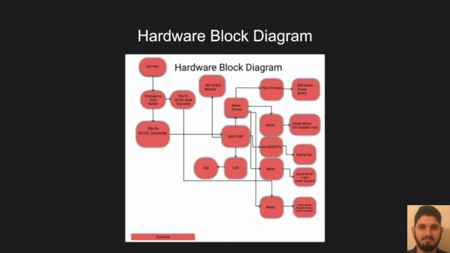From there, 2 motor drivers are used to power the 2 X-axis motors used to move the gantry. A 3rd motor driver is used to operate the screw-driven Y-axis linear actuator, while the 4th and 5th are used to operate the screw-driven Z-axis linear actuators used to move the pin tool and parallel gripper, respectively. This leaves the Atmega 2560 responsible for communicating with the LCD and Bluetooth modules, as well as with the 2 MOSFETs used to power the drying fan.